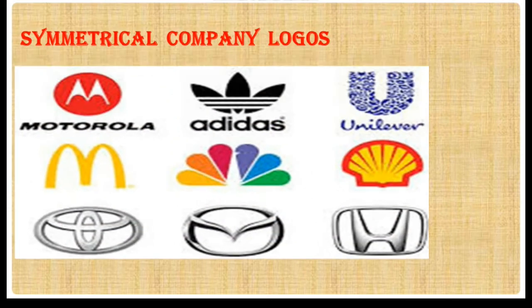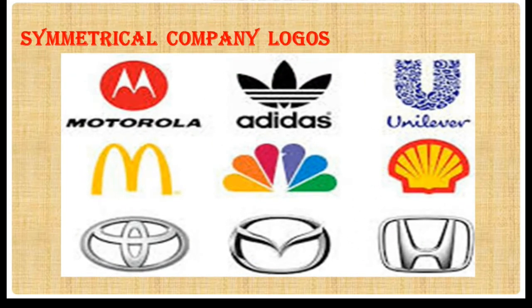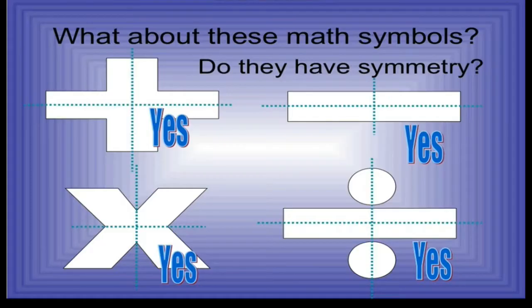Next, symmetrical company logos. Some company logos have lines of symmetry. Let us see. Here, if you see, all the figures have lines of symmetry. Can you tell me what is the similarity between all these figures and their line of symmetry? They all have a vertical line of symmetry.